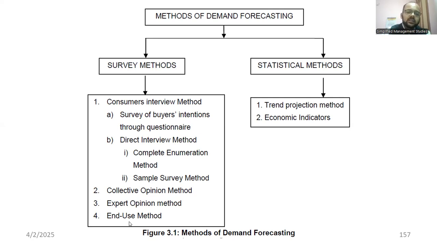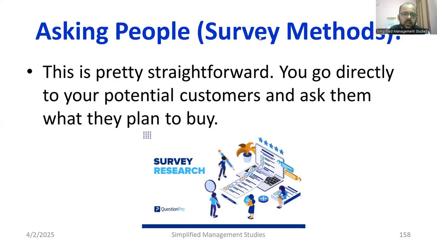Then we'll go for the statistical method. There are two important methods. One is the trend projection method. Another one is economic indicators. Now let's get started. The first one is known as the survey method.